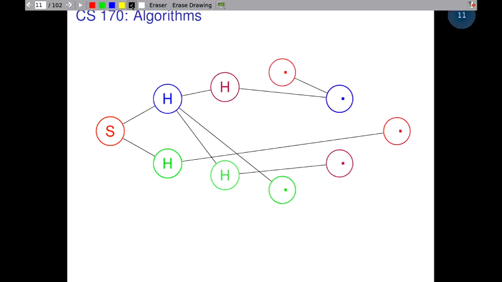Okay, so is that a tree? What do you think? Is that a tree? Yeah, it's connected. It has no cycles, right? So that's a tree. It's not a shortest path tree like the drawing from before. It's just a tree.